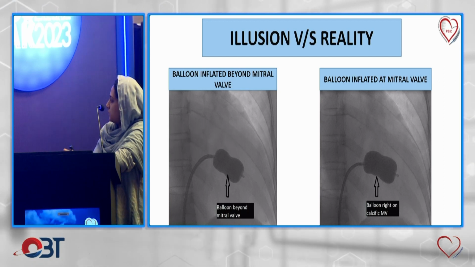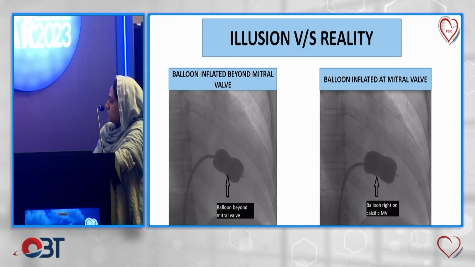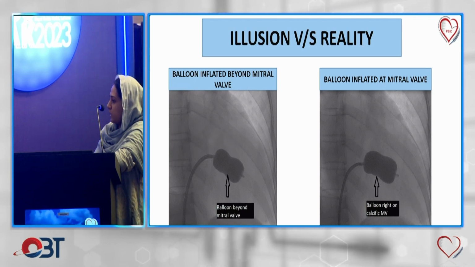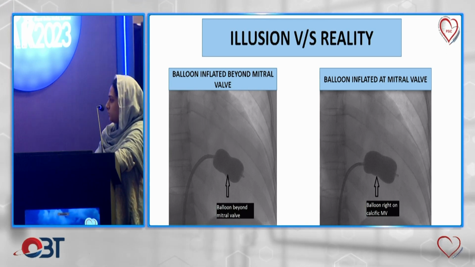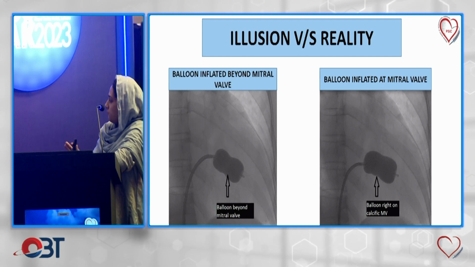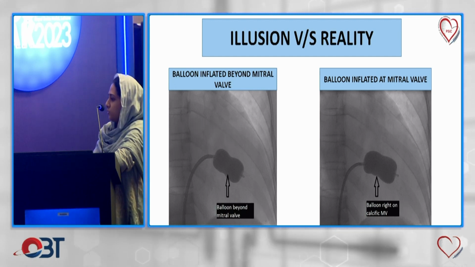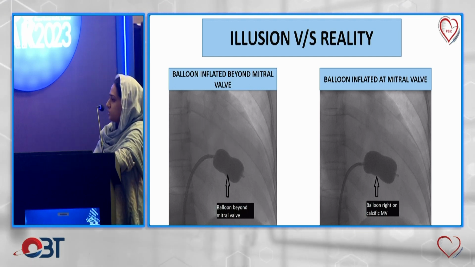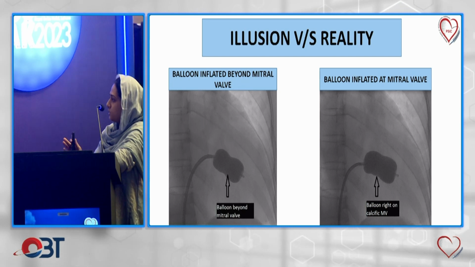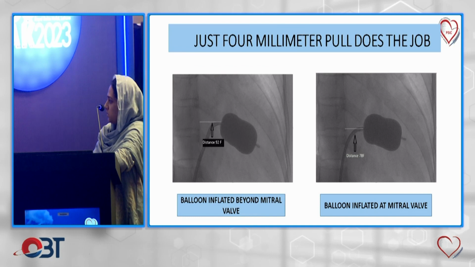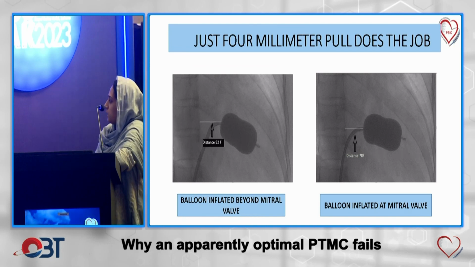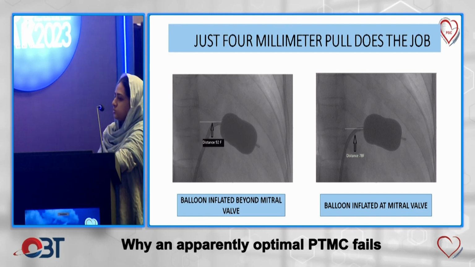In the second picture, a clear indentation can be seen at the lower border of the inflated balloon, which is when it was rightly inflated across the mitral valve. This indentation cannot be appreciated in the first picture, when it was inflated slightly below the calcification. Measuring the distance between the spine and the inflated balloon, all it took was just a 4 mm pullback, which gave optimal results.